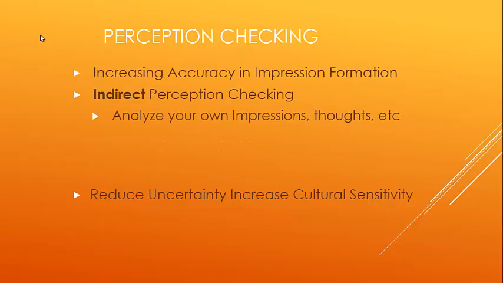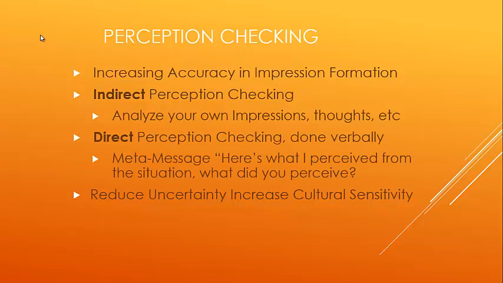Perception checking, very important. This is how you increase your accuracy of what you're perceiving, and check in to see if what you're perceiving is objective, open-minded, and accurate. The first is indirect perception checking. Basically, you're thinking about what you saw, your own impressions and thoughts, and analyzing them in an objective way. So is what I think I saw really what I saw? And you kind of do a flashback and run through it to check your own perception.